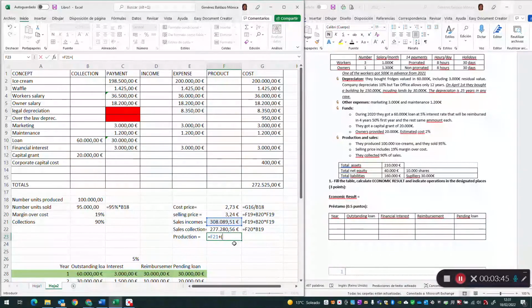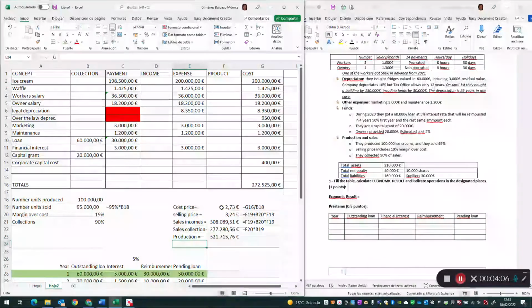What is left in the warehouse? Well, the company produced 100,000, but they only sold 95,000, which means those 5,000 are still in the warehouse. At what price? How do we value those things that are still at the warehouse? Well, we value them at a cost price, which is this one.